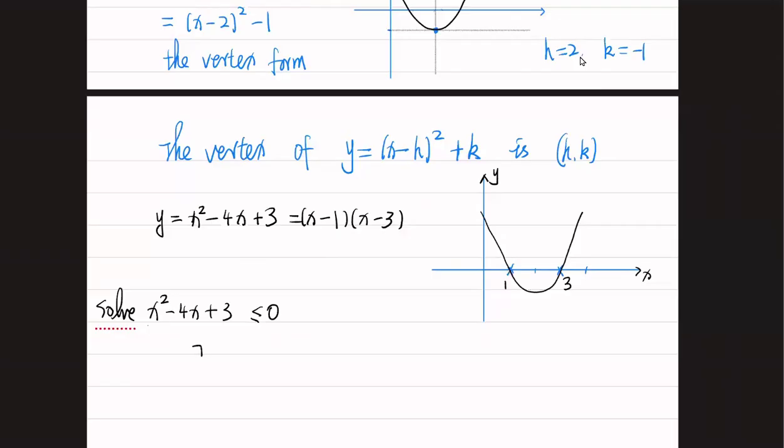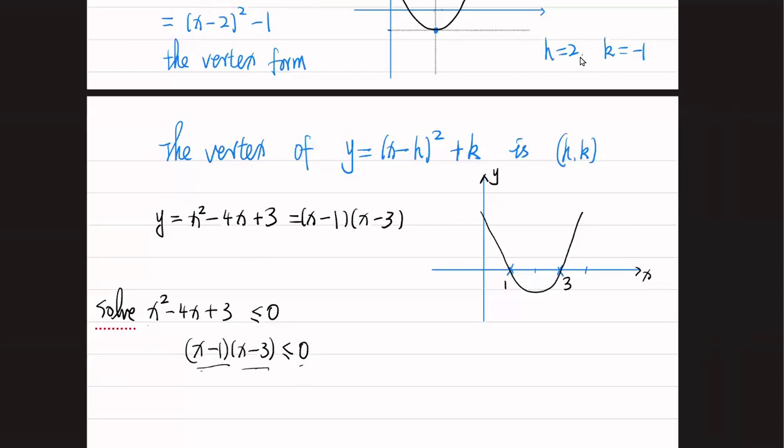So x can be... Okay, so the product of the two numbers is non-positive. That means if this is positive, this must be negative. Okay, there are different ways to do this.